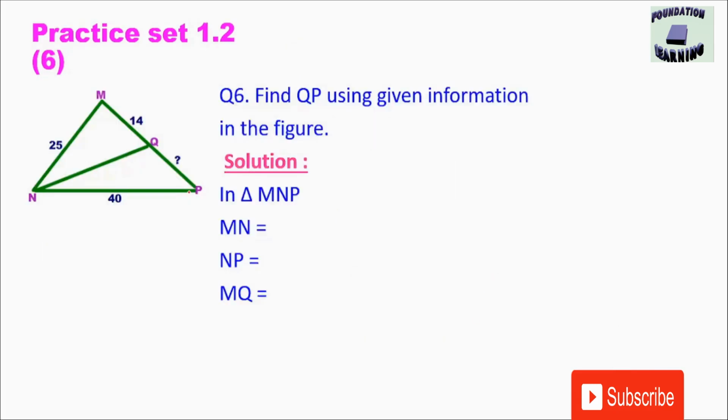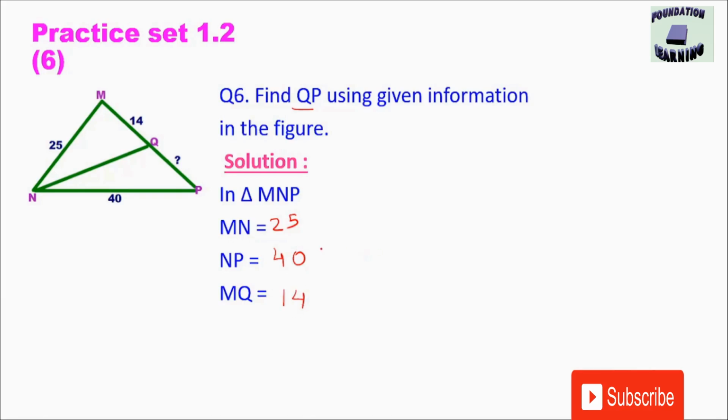This is the sixth question. Find QP using the information given in the figure. In the question it is not there, they have just given the information in the figure. So what information is given? MN is 25, NP is 40, MQ is 14.